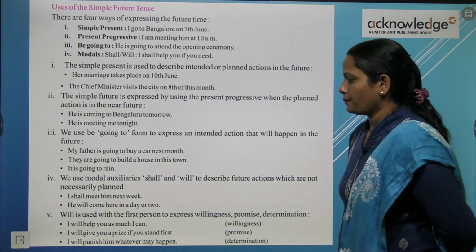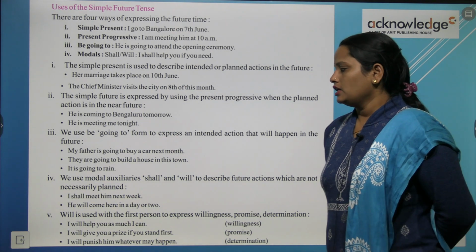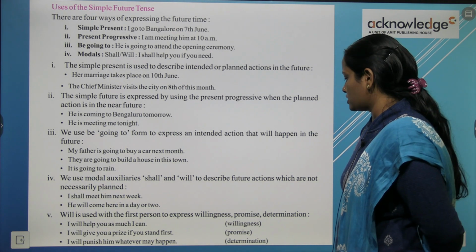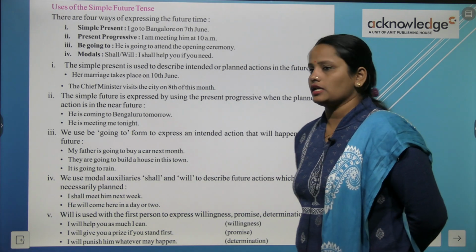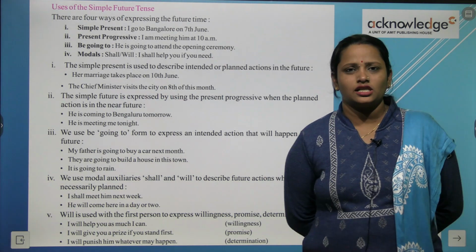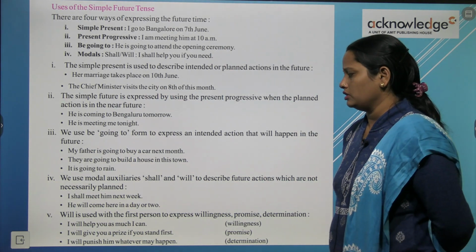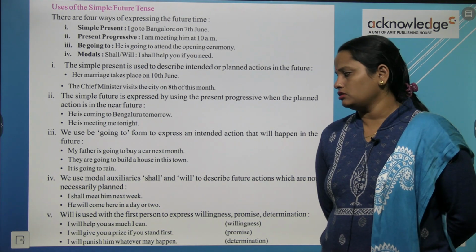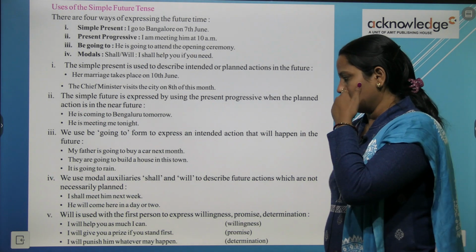बारिश होने वाली है. We use modal auxiliaries shall and will to describe future action which are not necessarily planned. So modals को use करते हैं जब किसी ऐसे एक्शन के लिए जो प्लान नहीं हुए हैं अभी. I shall meet him next week and he will come here in a day or two.